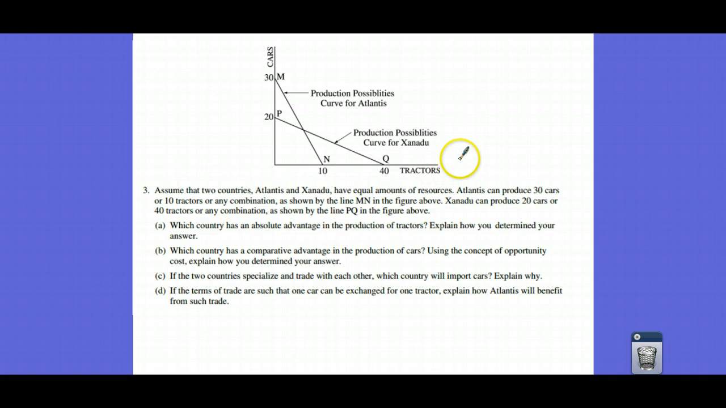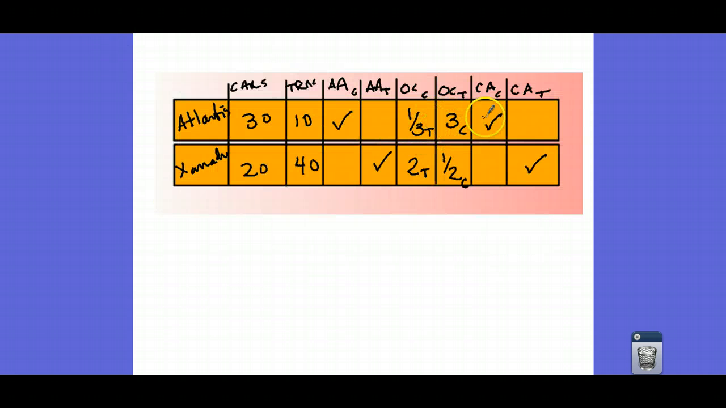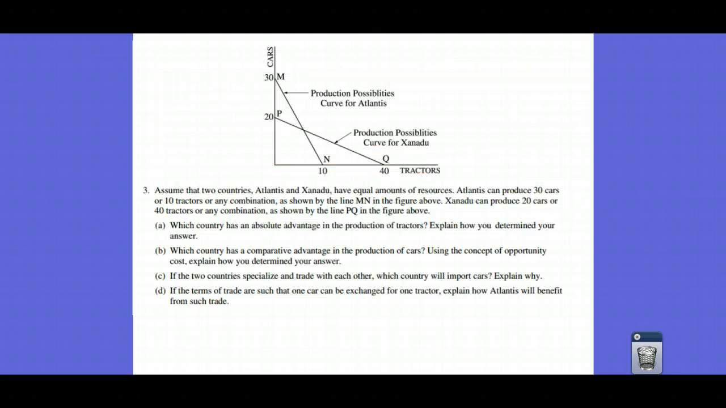B. Which country has a comparative advantage in production of cars? Use the concept of opportunity cost. Explain how you determined your answer. Easy. We already did it. Let's go. Comparative advantage. Who has it in cars? Is that what they ask? Let me go back. Make sure I know what I'm talking about.